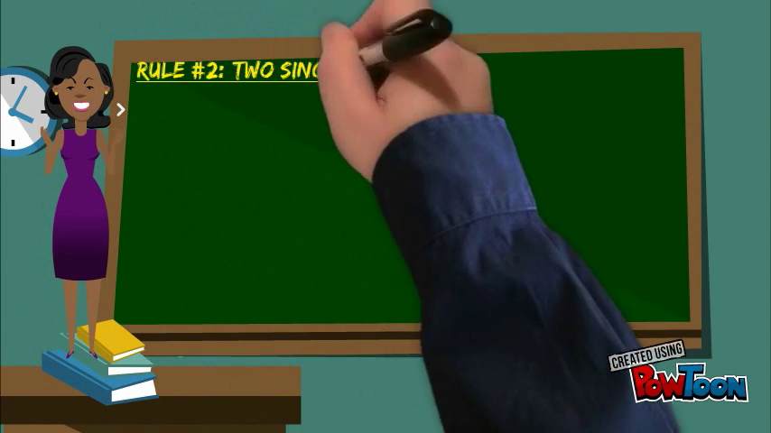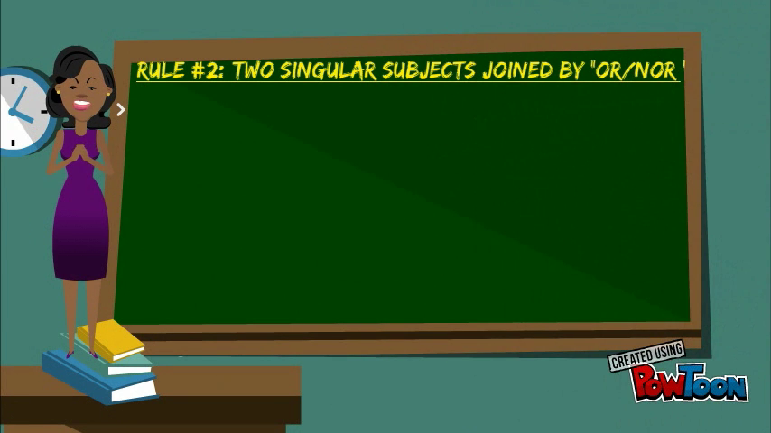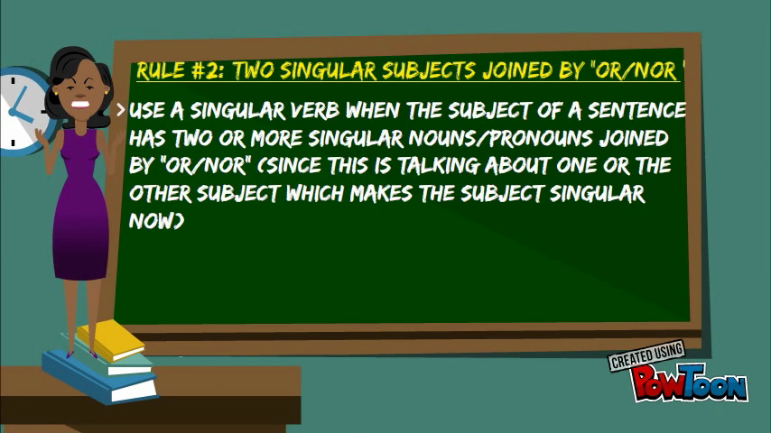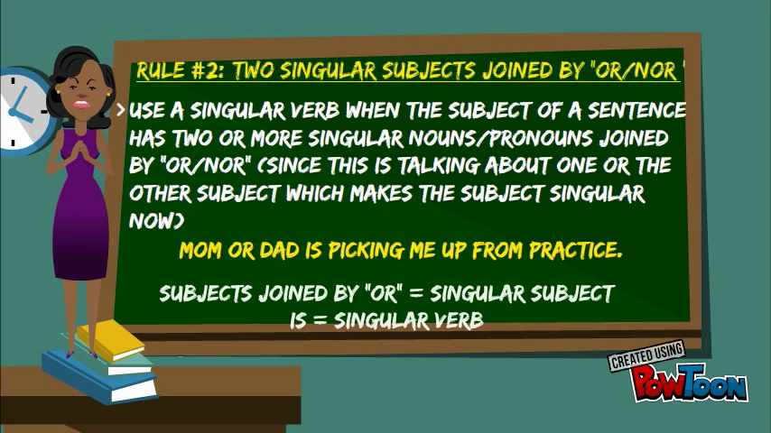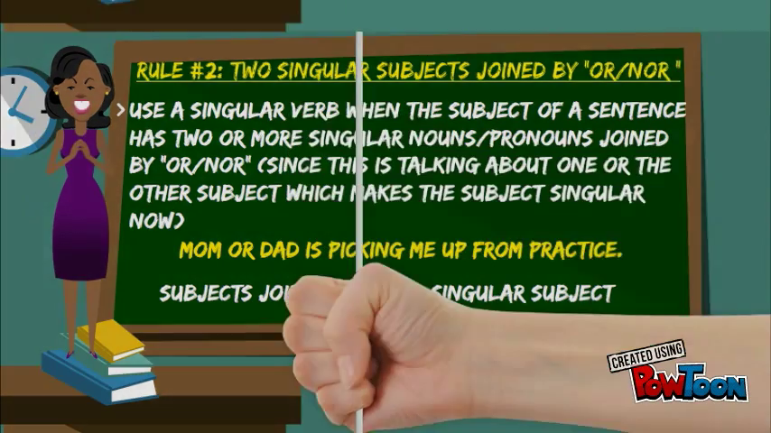Rule number 2, two singular subjects joined by or, nor. Use a singular verb when the subject of a sentence has two or more singular nouns or pronouns joined by or, nor, since it's talking about one of the subject. View the example below and notice how a singular subject needs a singular verb to follow.